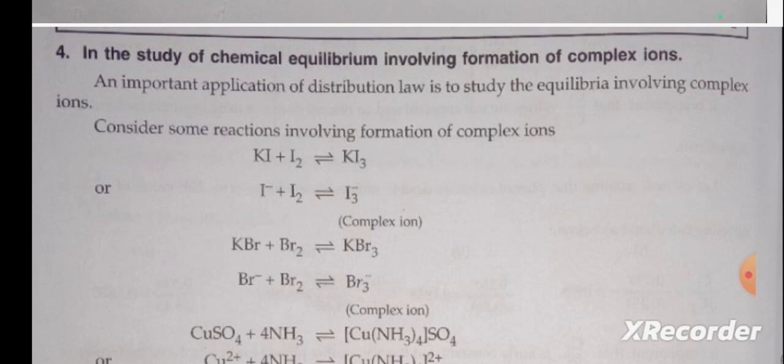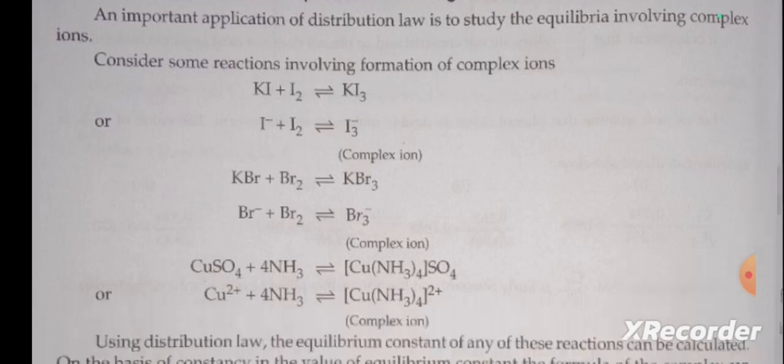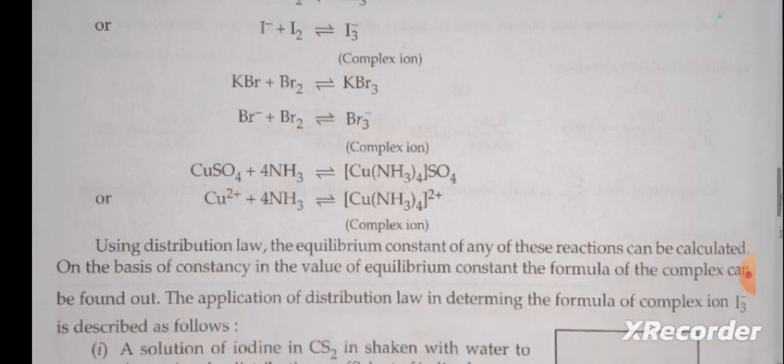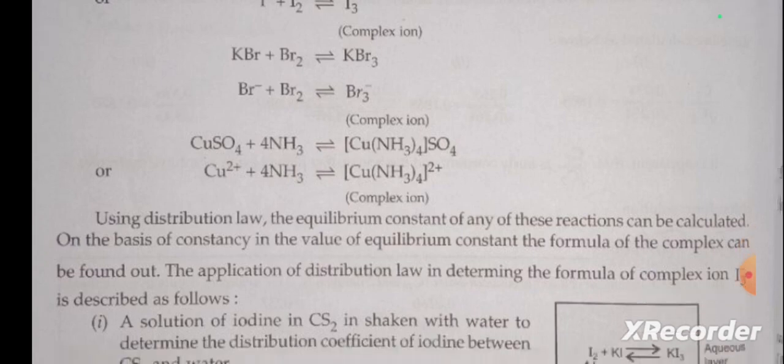KI plus I2 gives KI3. I negative plus I2 gives I3 negative. KBr plus Br2 gives KBr3. Br negative plus Br2 gives Br3 negative. Complex ions: CuSO4 plus 4NH3 gives Cu(NH3)4SO4. Cu2 positive plus 4NH3 gives the [Cu(NH3)4]2 positive complex ion.